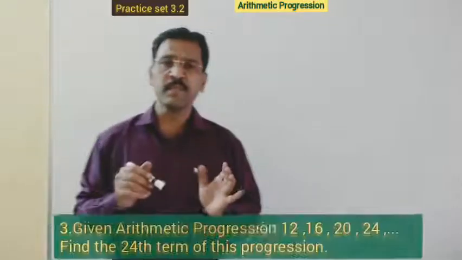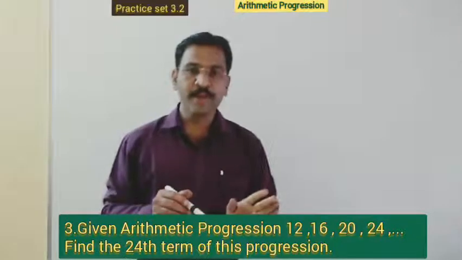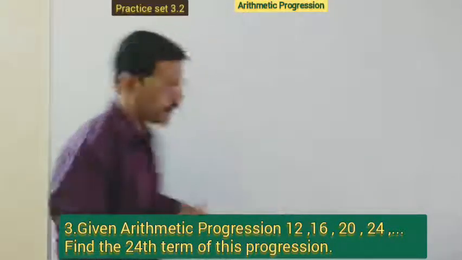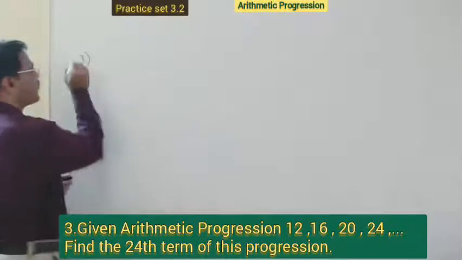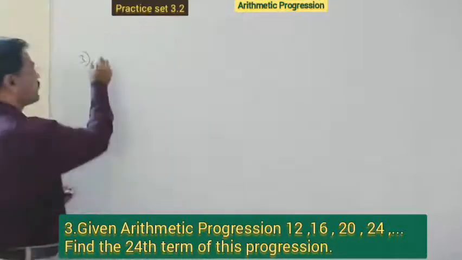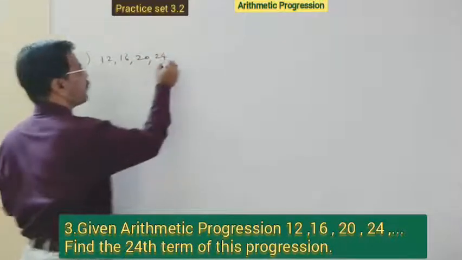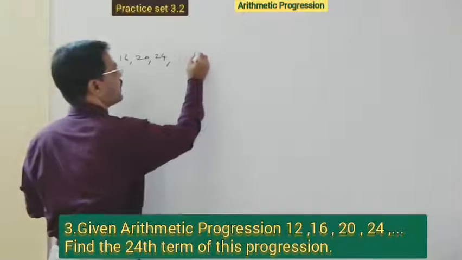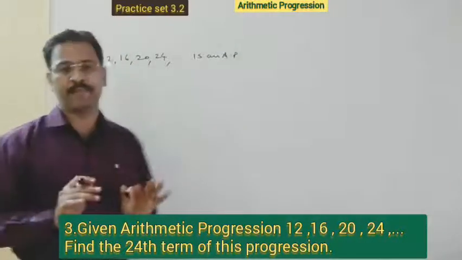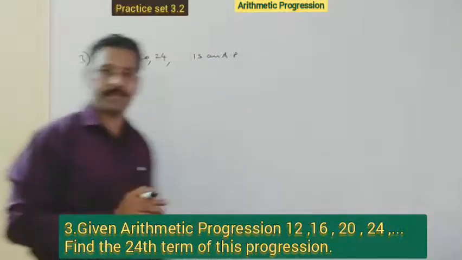in the third sum, the sequence is given to us already. So from that we are going to find some terms here. So look here in the third sum. The sequence is given. That sequence is nothing but 12, 16, 20, 24, and so on. An arithmetic progression is given. From that we are going to find the 24th term.